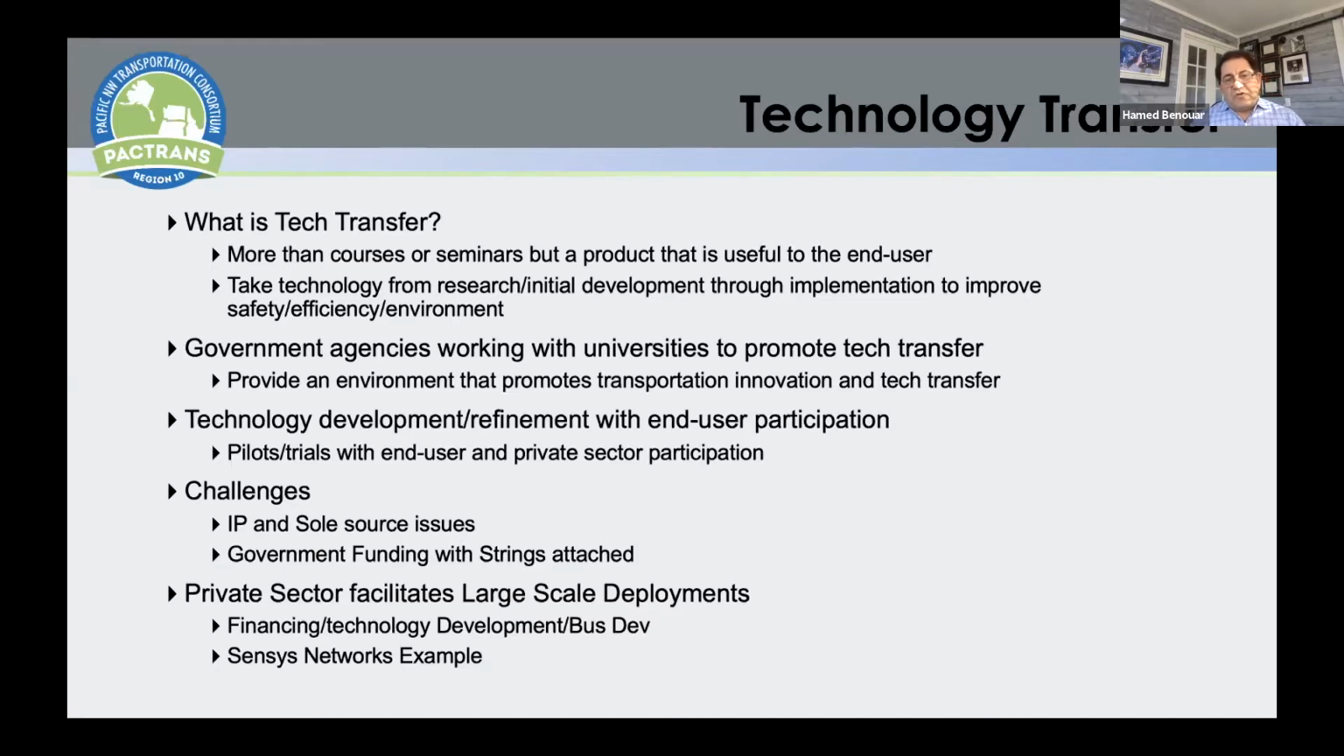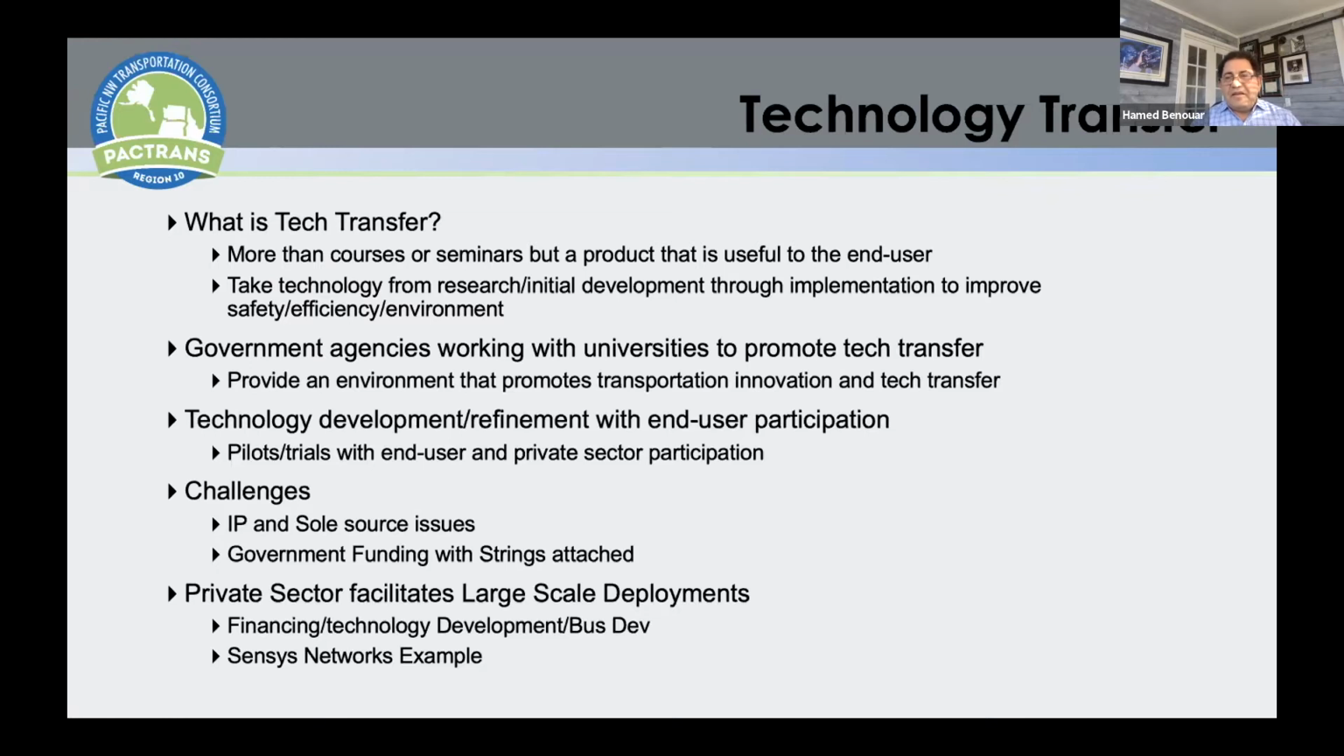And then I will also touch on some challenges. Some challenges include, of course, intellectual property and some sole source issues. And then also sometimes government funding comes with some strings attached that need to be relaxed a little bit. So we'll be talking about that.